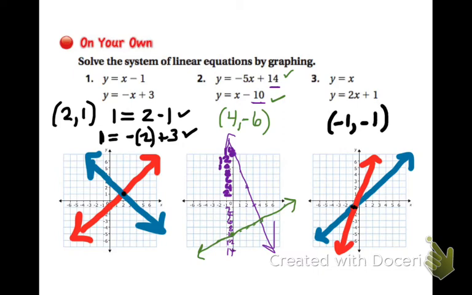When y is equal to negative 1 and x is equal to negative 1, they are equal to each other. 2 times negative 1 is negative 2. Negative 2 plus 1 is negative 1, so the second one checks out as well. So again, I'm graphing both equations on the same coordinate plane, and I'm looking for the point of intersection to name that ordered pair as my solution.